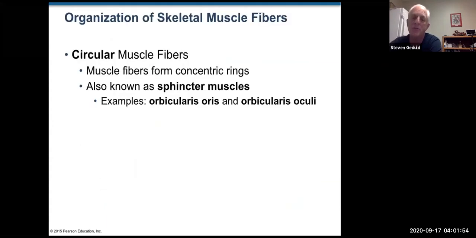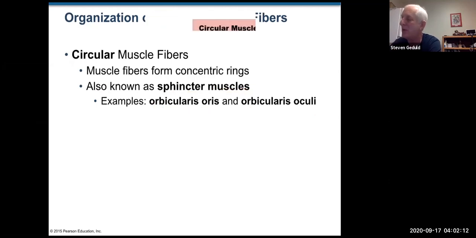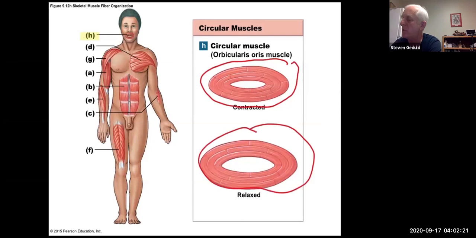Circular muscles. Muscles that form a circle. That's the tough one. Okay? They form concentric rings. They're also known as sphincter muscles. Sphincter muscles are circular muscles. The orbicularis oris, which surrounds the mouth. The orbicularis oculi, which surrounds the eye. Those are sphincter muscles. They're round muscles. You see they're circular. This is when it's contracted. This is when it's relaxed. Okay? You form the different shapes of your mouth. Orbicularis oris is the one that surrounds the mouth.